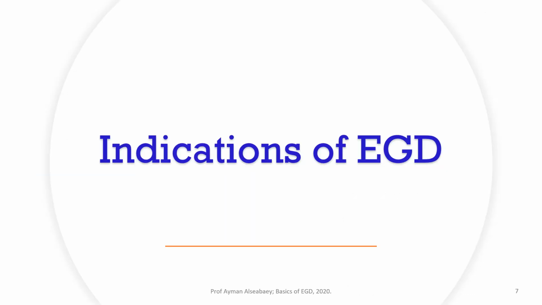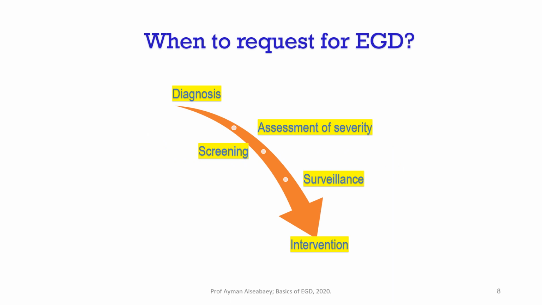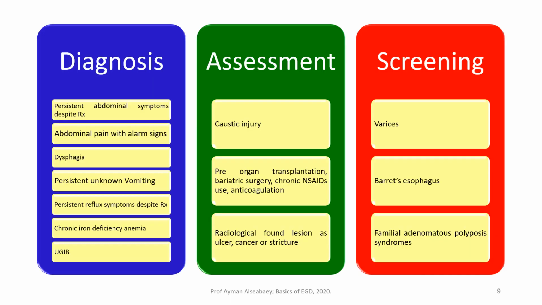What are the indications of endoscopy? You should know that we do endoscopy for multiple purposes. The first purpose is to diagnose a disease. The second purpose is to assess the severity of a disease. The third purpose is to screen for a disease or to do surveillance for a disease. And the last is to intervene to treat disease. These are the common indications for endoscopy.